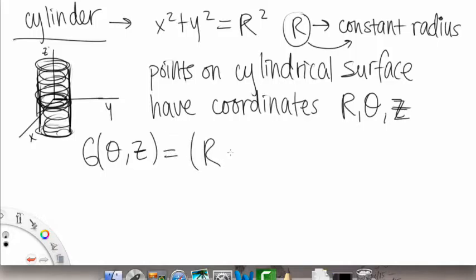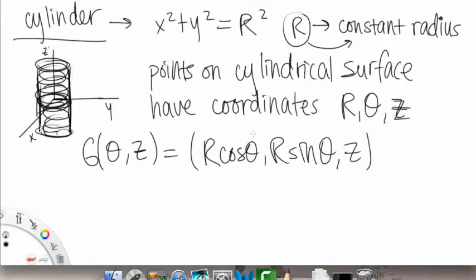And what this is going to look like is r cosine theta, r sine theta, and then r z. Okay, so this is the cylindrical parameterization, I guess you could consider it. And so again, you might recognize these from polar coordinates, right? How x equals r cosine theta, y equals r sine theta, and z is just z in cylindrical coordinates. Okay, so this might be familiar anyways from cylindrical coordinates.